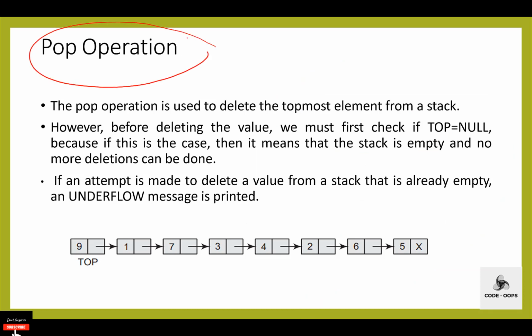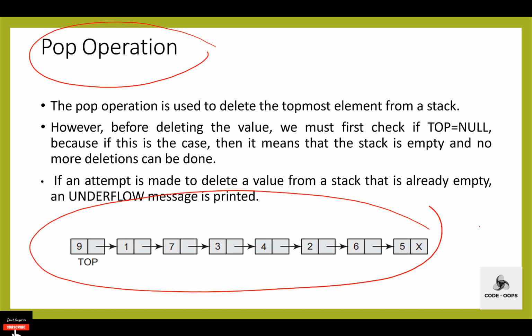Then pop operation. The pop operation is used to delete the topmost element from the stack. Before deleting the value, we must first check if top is equal to null, because if this is the case, then it means that the stack is empty and no more deletion can be done. If the stack is already empty, then an underflow message is to be printed onto the screen. In this link stack, if we want to delete the item 9, then the topmost element is 1.